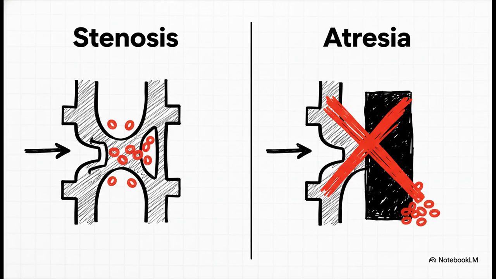Yeah, let me say that again so it really sinks in. This is not like stenosis where the door is just hard to open. In pulmonary atresia, there is no door. The valve is either totally sealed shut or it just didn't form right in the first place. There is literally no way for blood to get from the right side of the heart to the lungs.